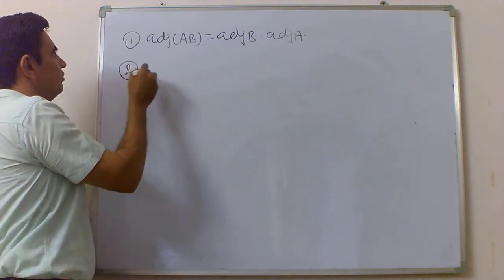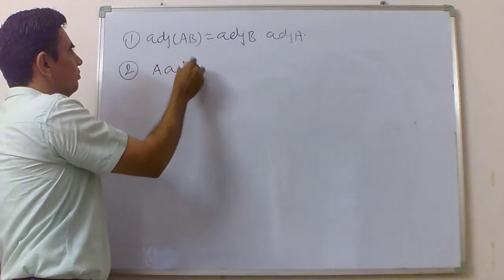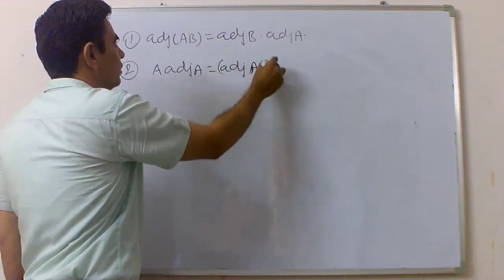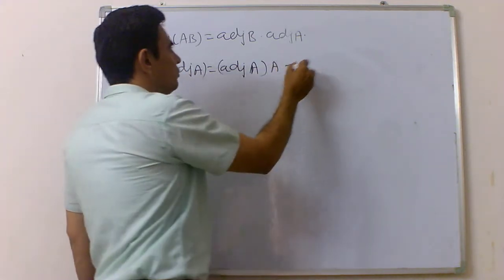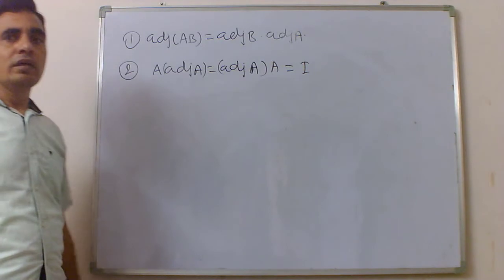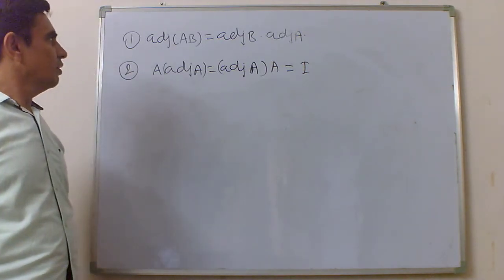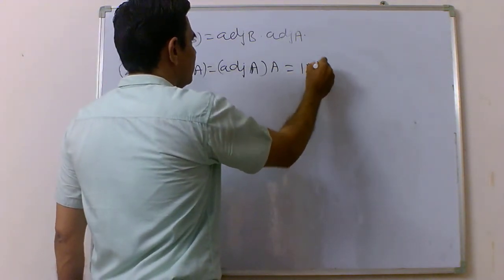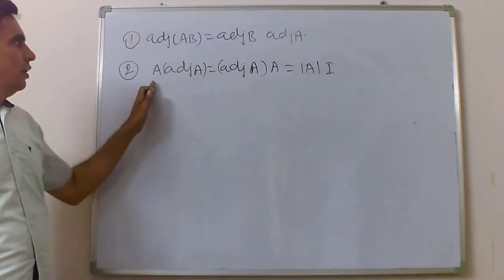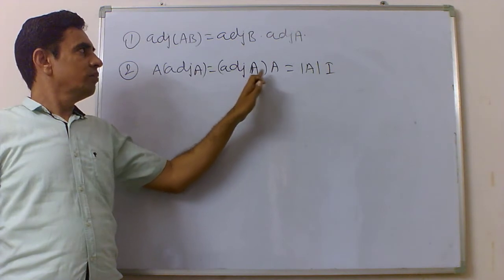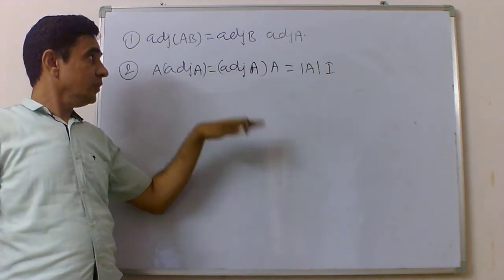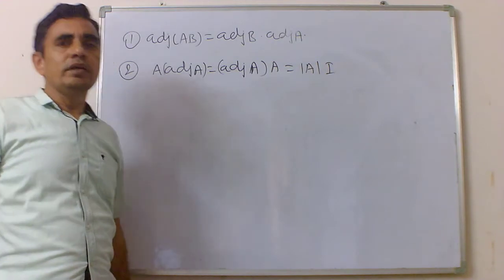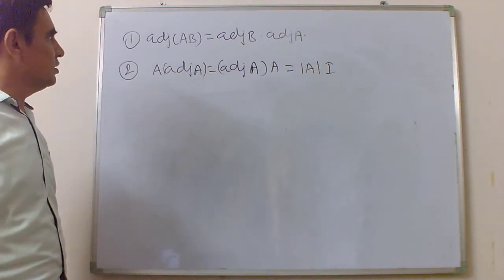Then the second one: A into adjoint of A is equal to adjoint of A into A, is equal to determinant of A into I. The product of a matrix and its adjoint, and the product of the adjoint and that matrix, is equal to determinant of A into the identity matrix. This is the second property.